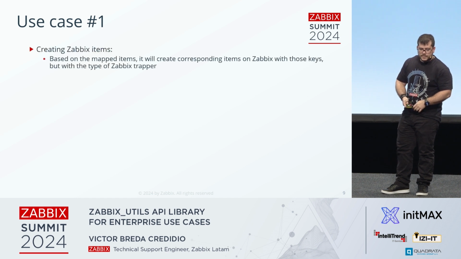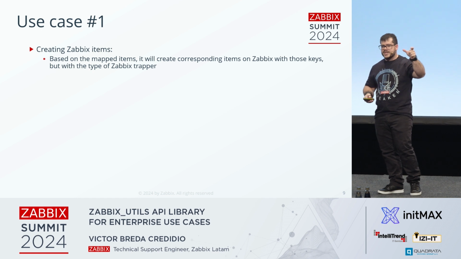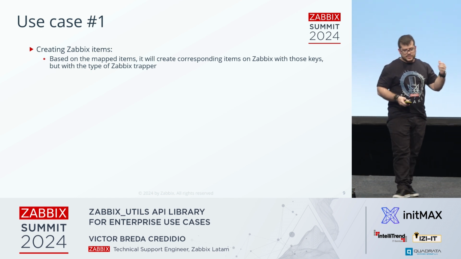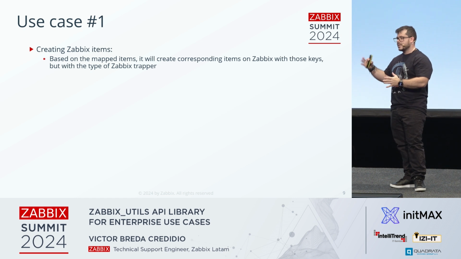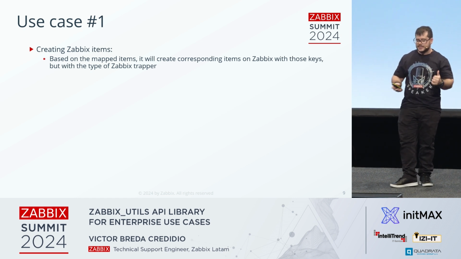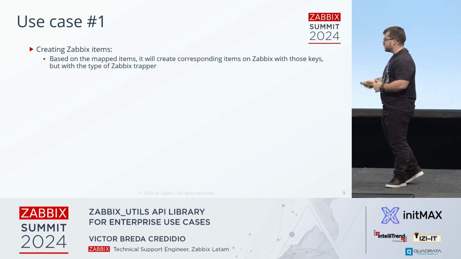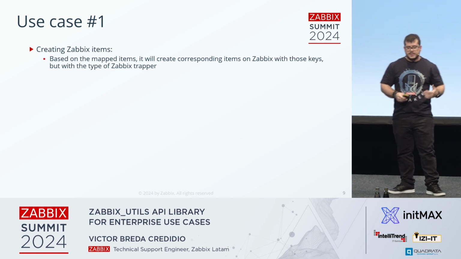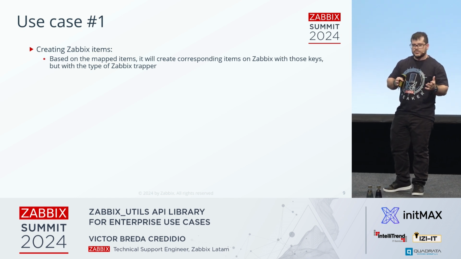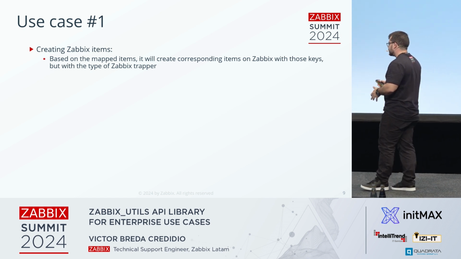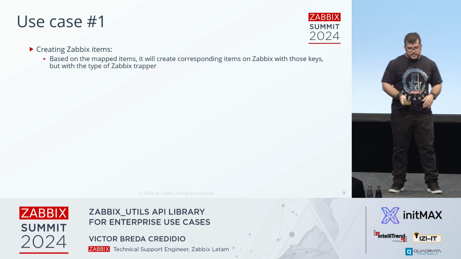Okay. And what will the script do? The script will get the information that has been mapped. Based on that, it will create corresponding Zabbix items with those keys. But they will be set as Zabbix trapper. And you may think, Victor, you are using the Zabbix agent native keys. Okay, but I can use those keys with the type Zabbix trapper. As long as they are unique in the host, it doesn't matter.